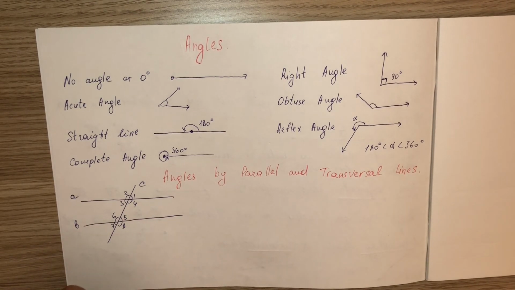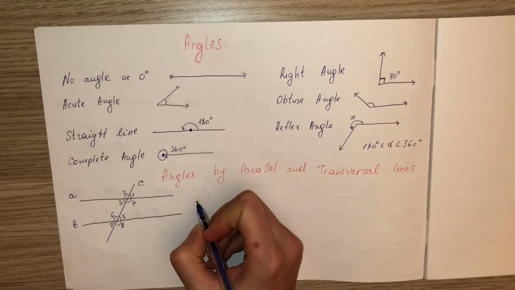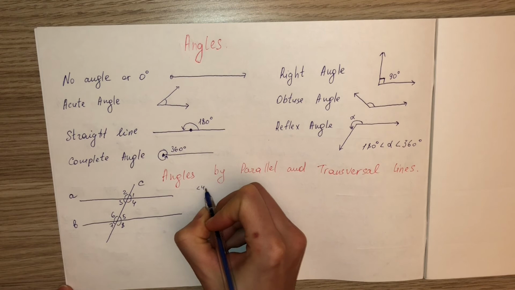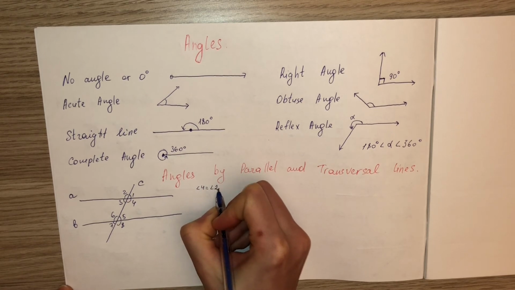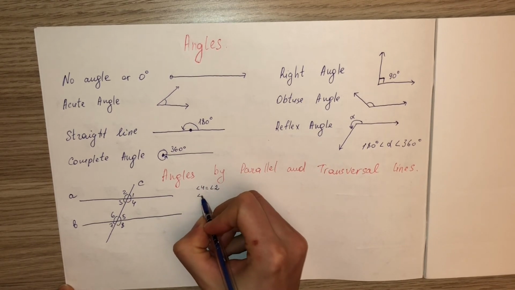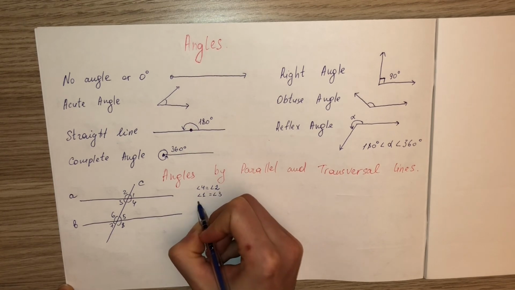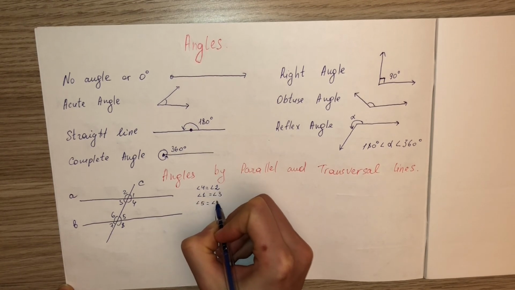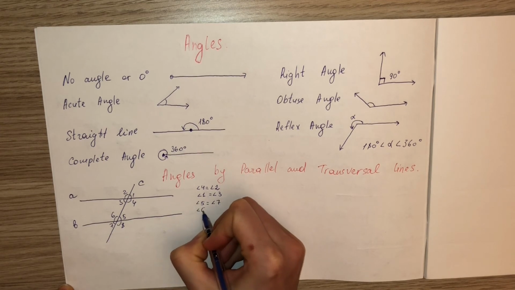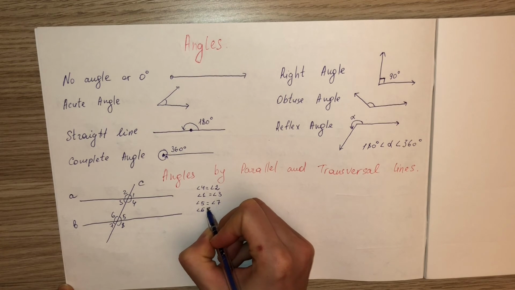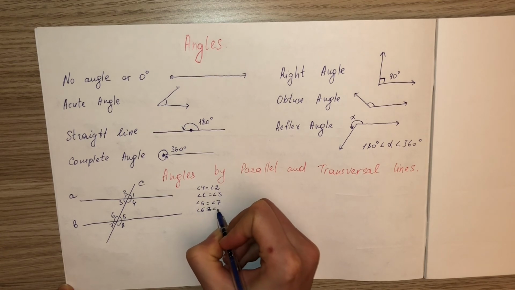So the angle 4 is equal to angle 2. The angle 1 is equal to angle 3. Angle 5 is equal to angle 7, and angle 8 is equal to angle 6.